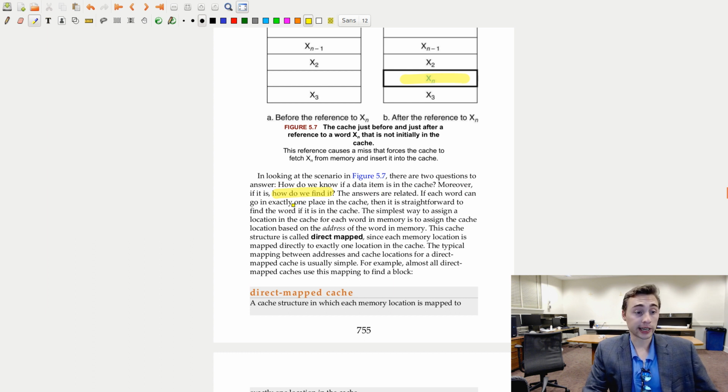If each word can go in exactly one place in the cache, then it's straightforward. To find the word if it's in the cache, the simplest way is to assign the cache location based on the address of the word in memory. So this cache structure is called direct mapped. Since each memory location is mapped directly to exactly one location in the cache, the typical mapping between addresses and cache locations for direct mapped caches is usually simple. For example, almost all direct mapped caches use this mapping to find a block.